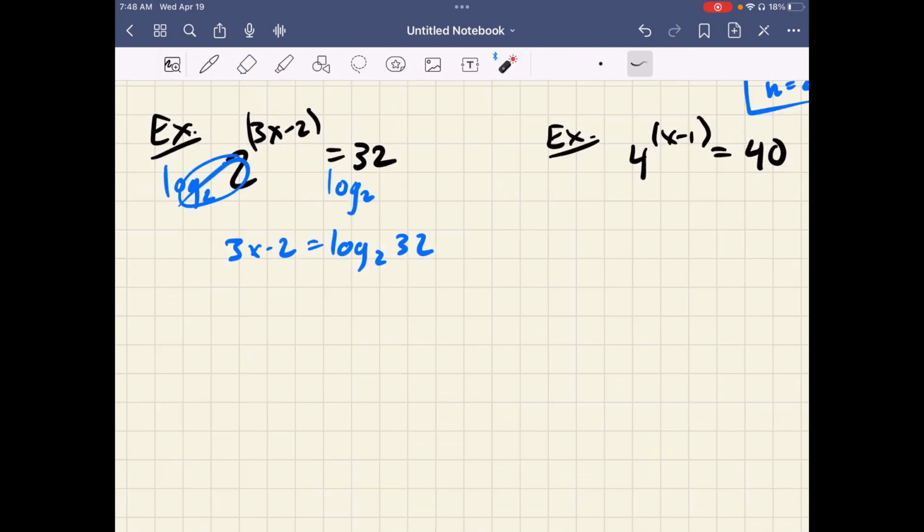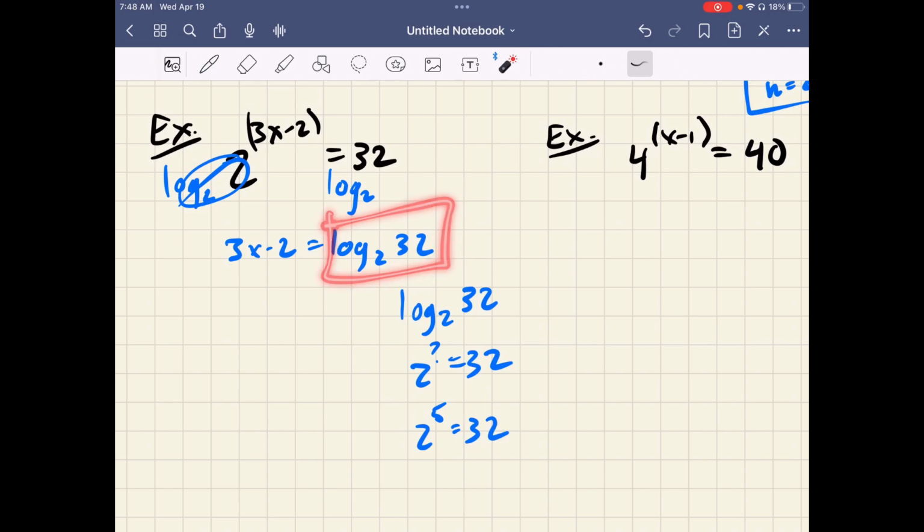Okay, so now if I look at this expression here, I'm going to do a little side work. I can say I have the log base 2 of 32. Using some logarithm rules I already know, 2 to what power equals 32? I know that power is going to be 5, 2 to the 5th equals 32. So I can simply replace this expression here with a 5. So I've got 5 equals 3x minus 2.